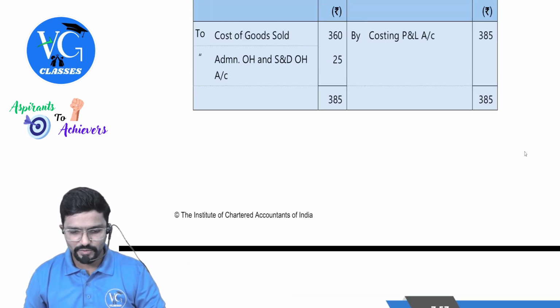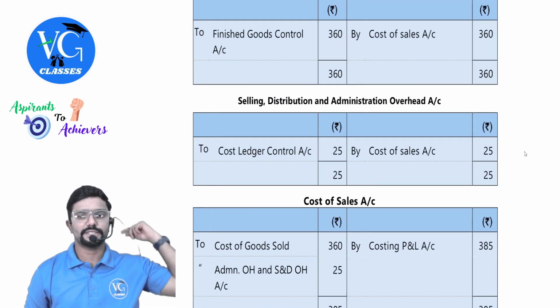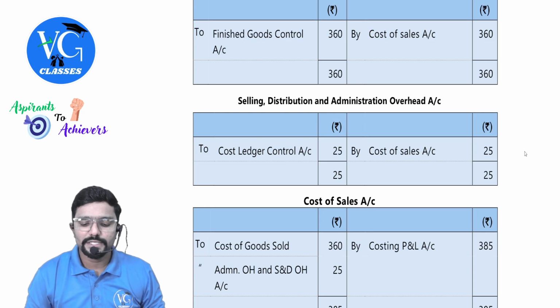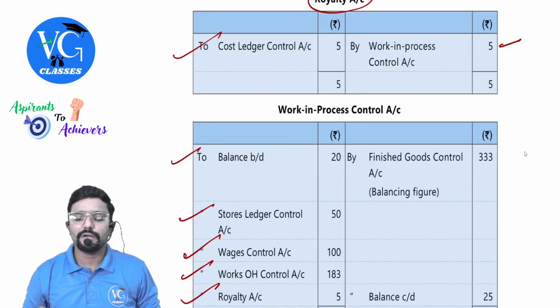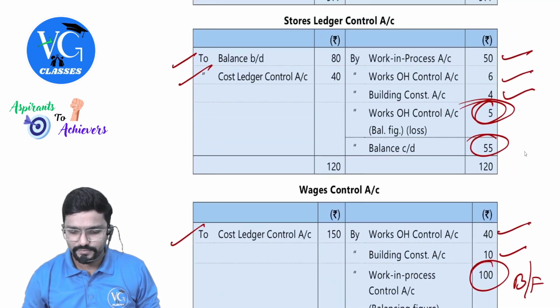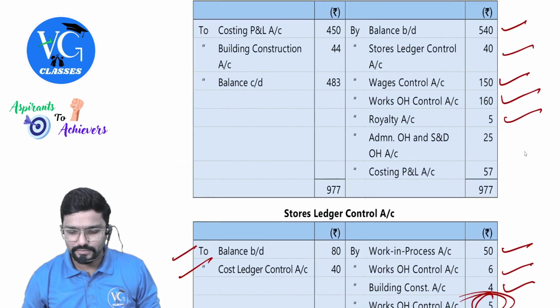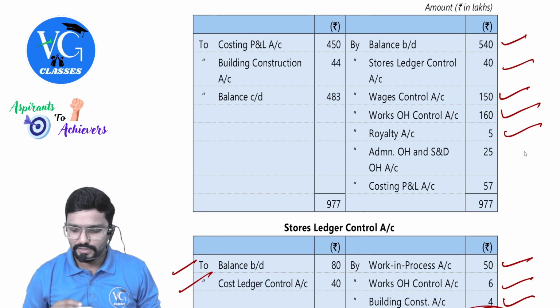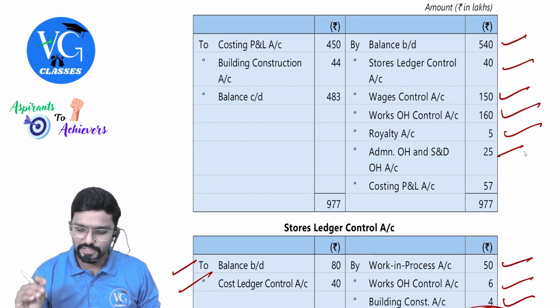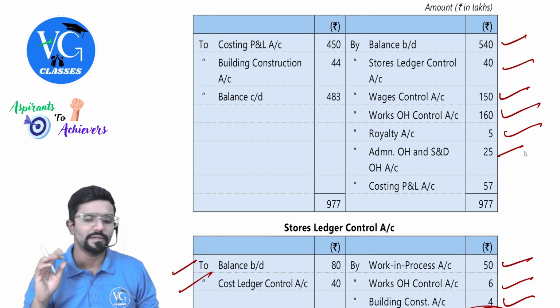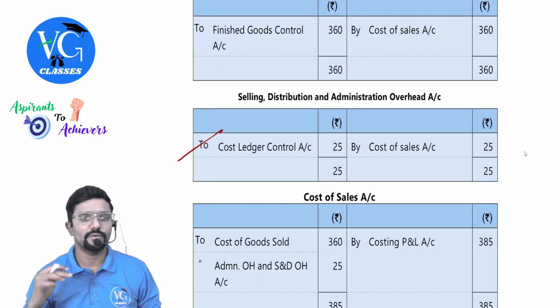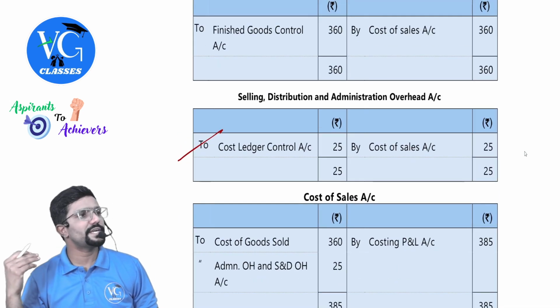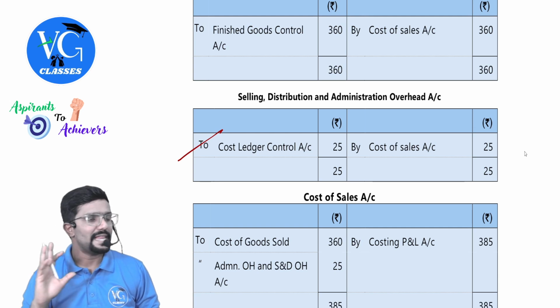Selling and distribution overhead account. Yes, here it is. Selling and distribution to cost ledger control account. So now go and record it in cost ledger also. Selling and distribution, sir. Administrative overhead, selling and distribution, everything one name they have given. Okay, 25. Is it including administration? Selling, distribution, and administrative overhead 25 lakh.